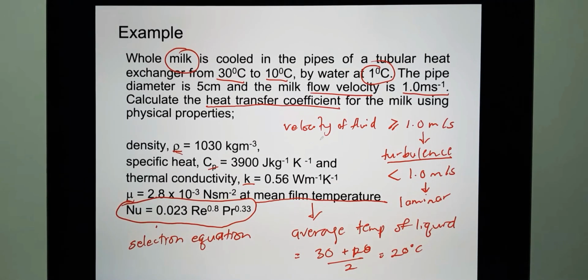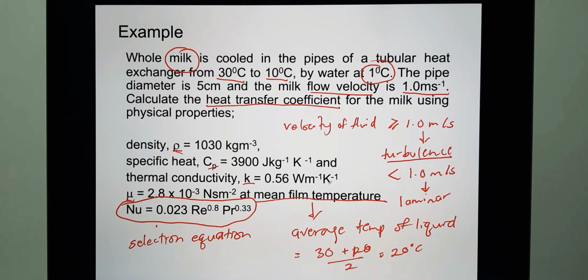Okay, now we are back on this slide for this particular problem statement. For the Nusselt equation, we have selected that it requires a cooling process. This one is the value of n. This is the cooling process. And the Nusselt equation that we are choosing is Nusselt equals 0.023 times Reynolds to the power of 0.8 times Prandtl to the power of 0.33. Alright, since you have selected the equation, now let's move on to the problem solving.